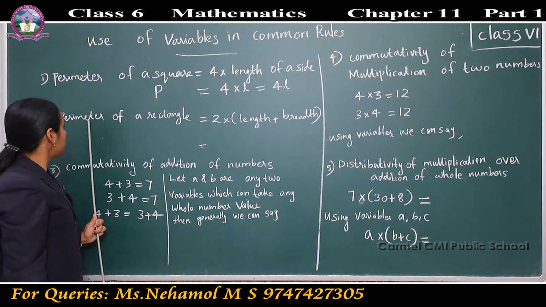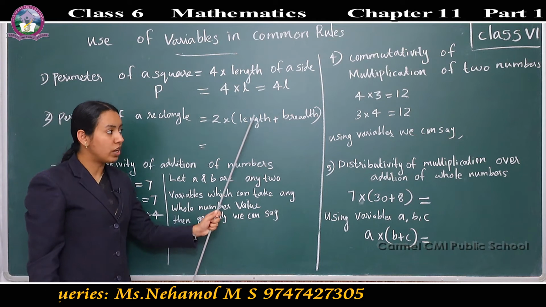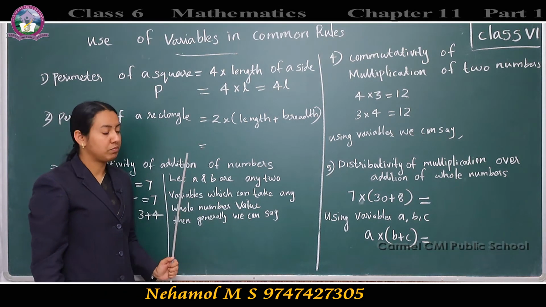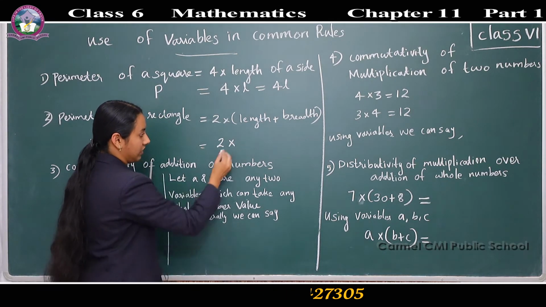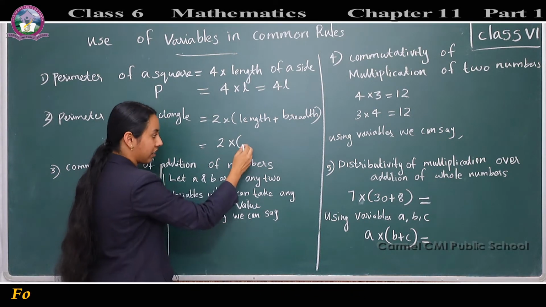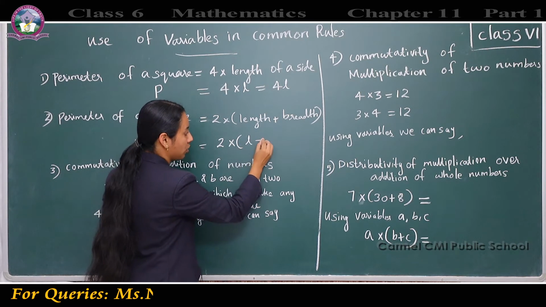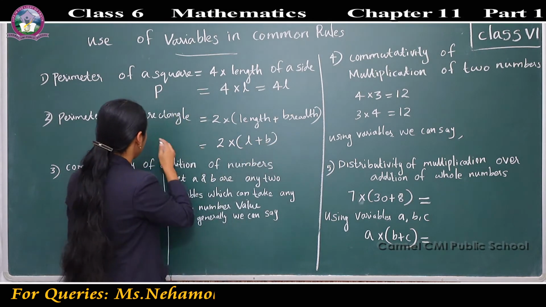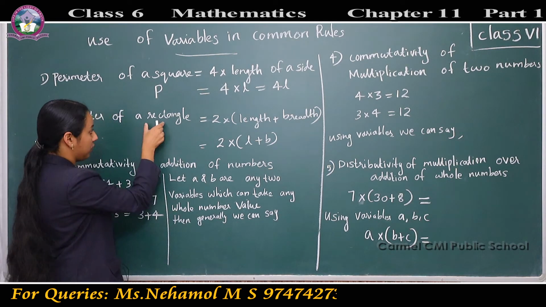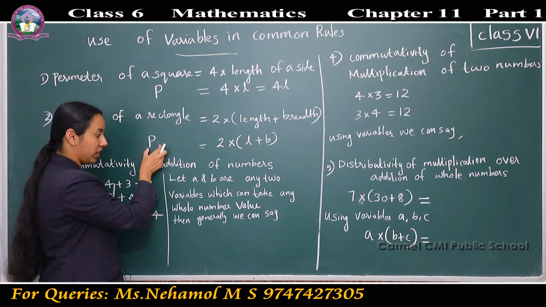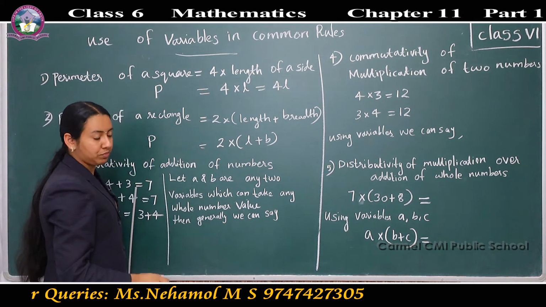Then next one, perimeter of a rectangle. What is the formula? 2 into length plus breadth. Using variables, if L represents length and B represents breadth, then 2 into L plus B. If P represents the perimeter of a rectangle, then we can write P is equal to 2 into L plus B.